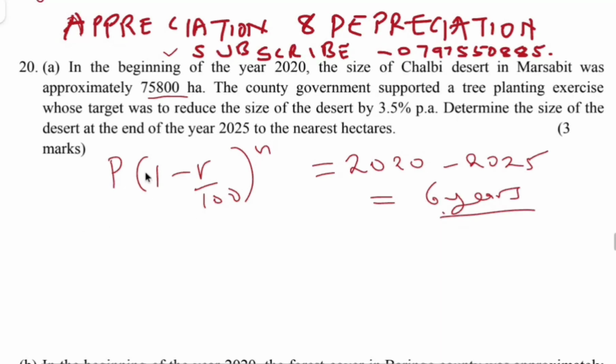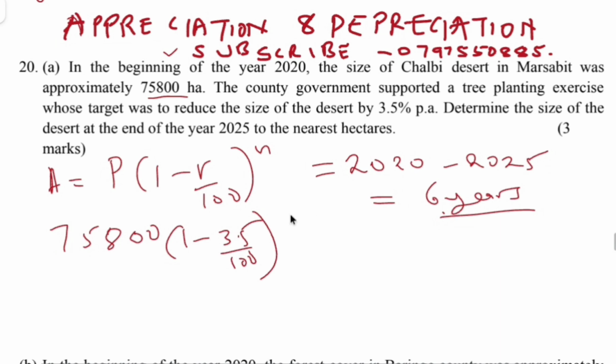So you take your principal, which is 75,800. Sawa? 75,800 multiplied by 1 minus 3.5% power n ni 6 years. Kwa sababu hii rate ni per annum, so ya depreciate per annum. So 1 minus 3.5% divide by 100 itakupa, so itakupa hivi yani 75,800 times 0.965 power 6, na answer yako ni rahisi sana.